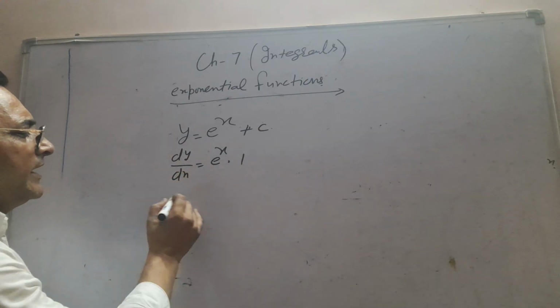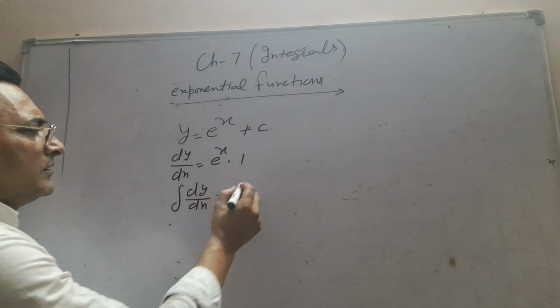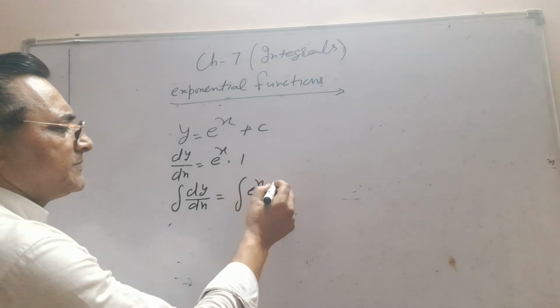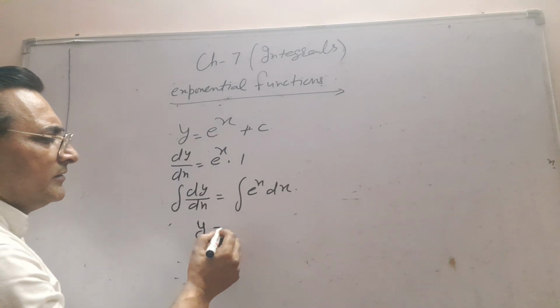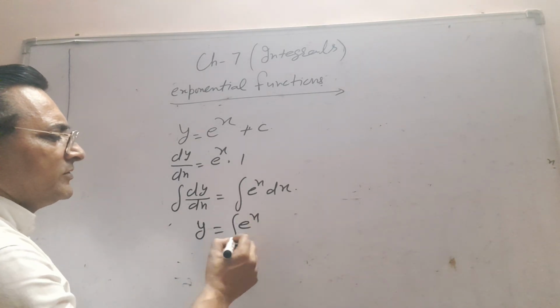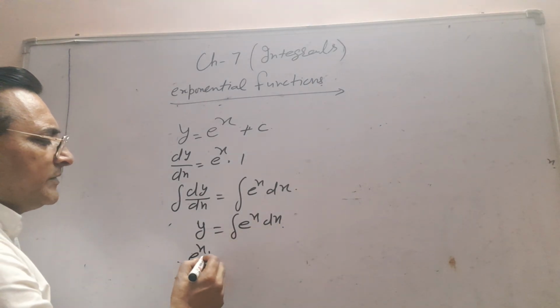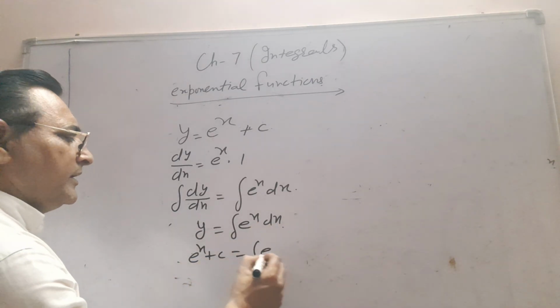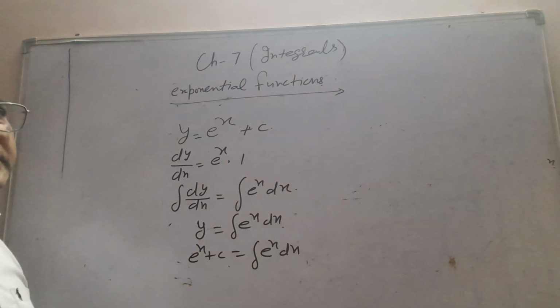If we take the antiderivative or integral with respect to x, we get y is equal to the integral of e power x dx. And what is the value of y? e power x plus c. It means the integral of e power x dx is e power x plus c.